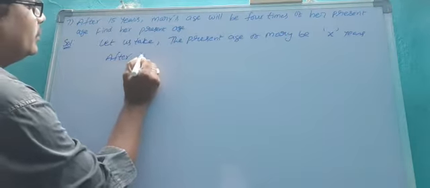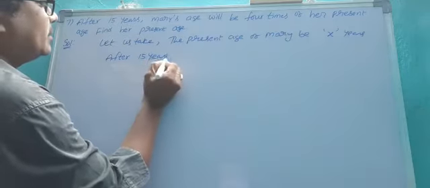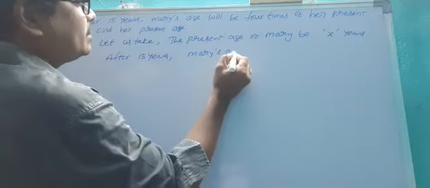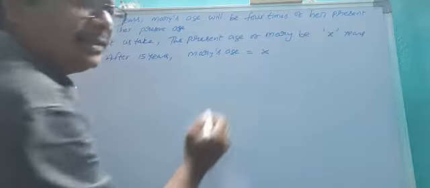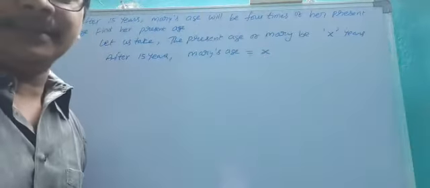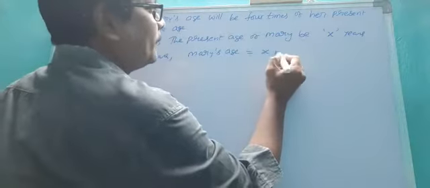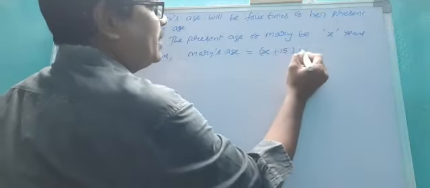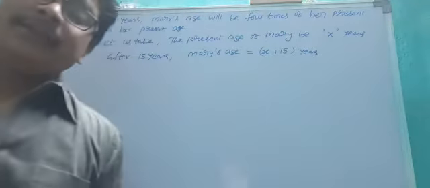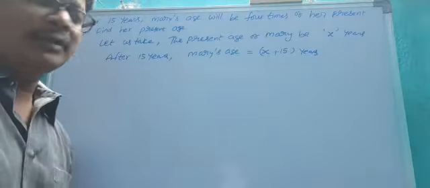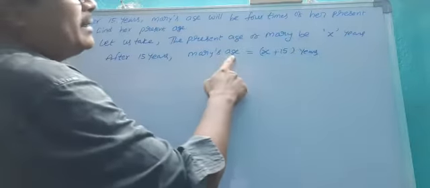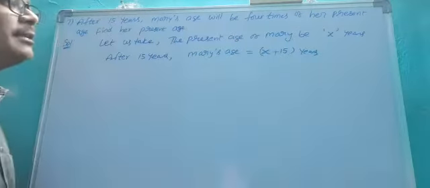After 15 years, Mary's age: her present age is x years. After 15 years, x plus 15. That is, x plus 15 years. 15 years later, 15 years after, you add 15. So Mary's age after 15 years is x plus 15 years.